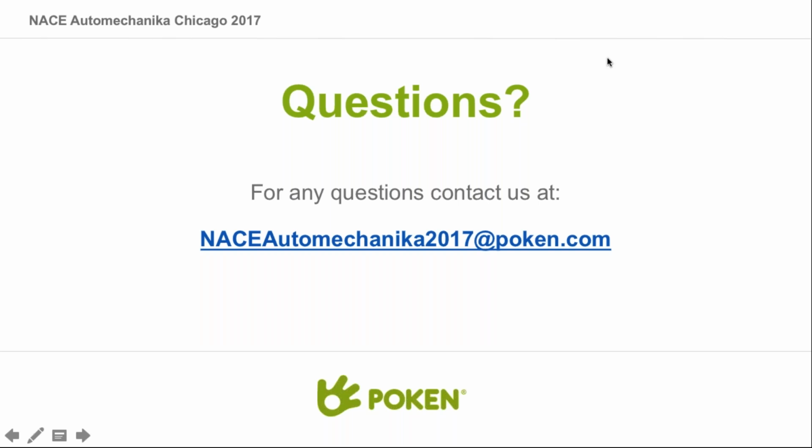What do I do if I have not received an email with the link to the matchmaking function? If you have not received this email, make sure you contact us at NACE Automechanika 2017 at pokin.com, and we'll figure out why you haven't received this email. How many meetings can I set up? You can set up as many meetings as you'd like. We encourage you to set up 10 as most exhibitors will want to meet with you. So try and set that up.